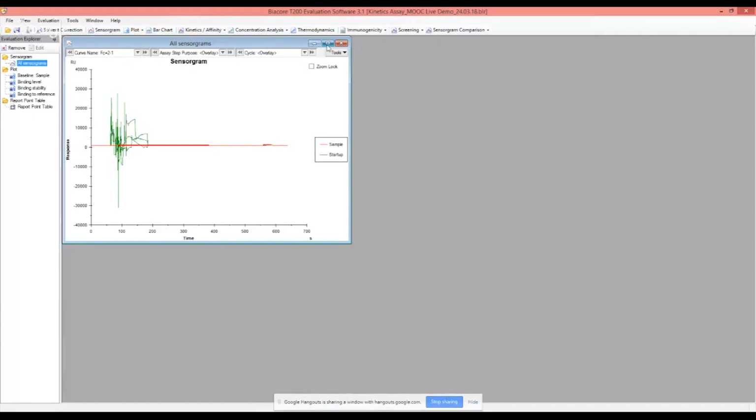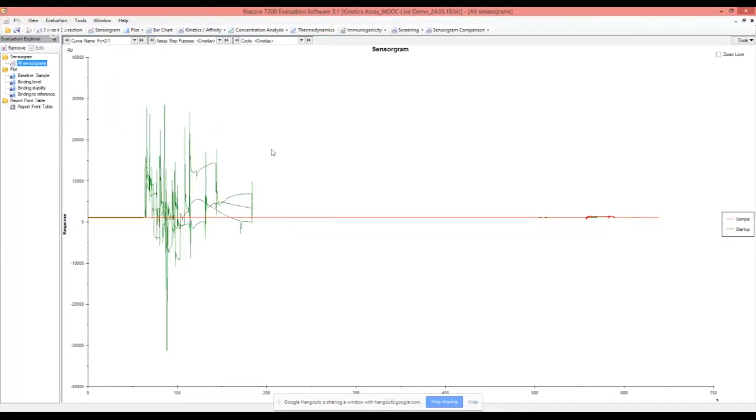All right. So you come across this blank screen. On the left side, under sensorgram, click on all sensorgrams. This is what you see. As stated before, the green lines represent the startup cycles. We typically run 4 to 5 startup cycles, which are nothing but buffer to stabilize the system. And the red lines are the samples. So now I'm going to click on kinetics, surface bound.